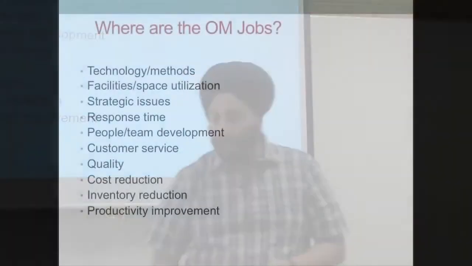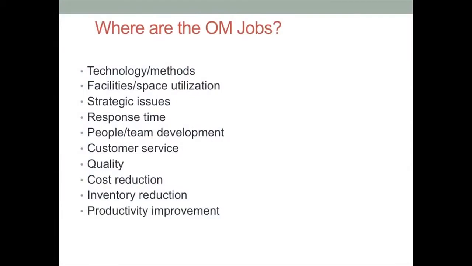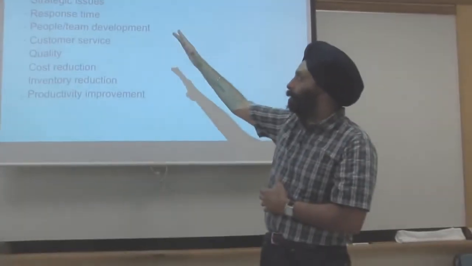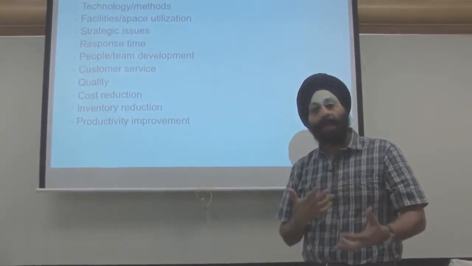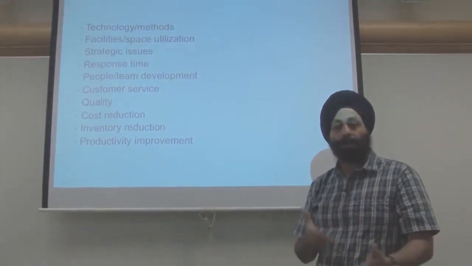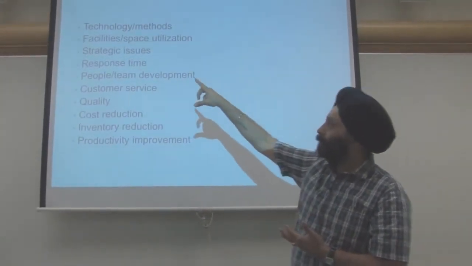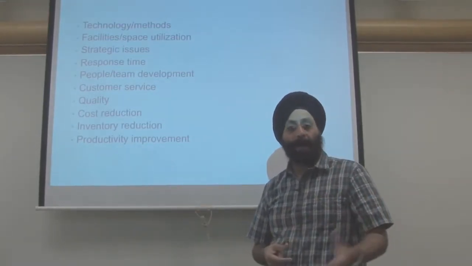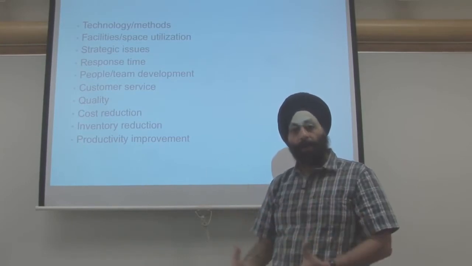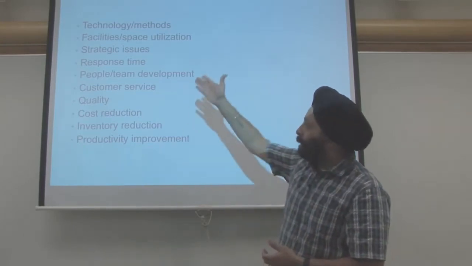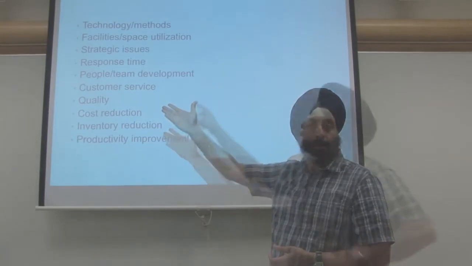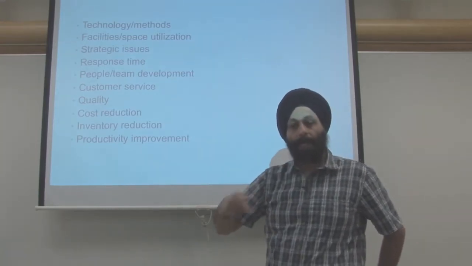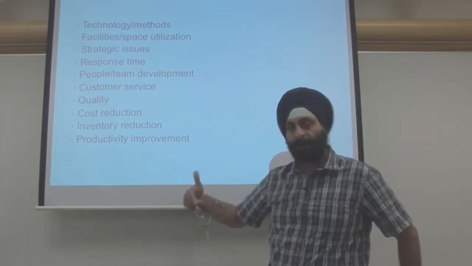Now let's go ahead and look at where the operations management jobs are. So they are related in the Silicon Valley area. They are in technology, how companies can identify better technologies to produce the products, so focusing on the process side, or you can focus on the place side, facility, space utilization, applying just-in-time management techniques to reduce the inventory that is not needed. Strategic issues, we'll talk about that in chapter 2.